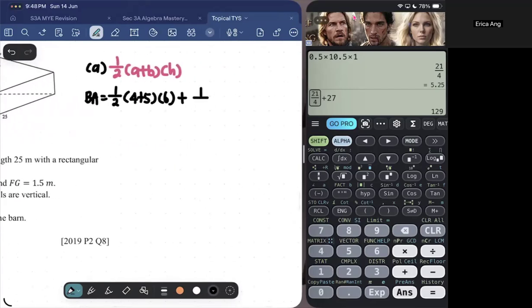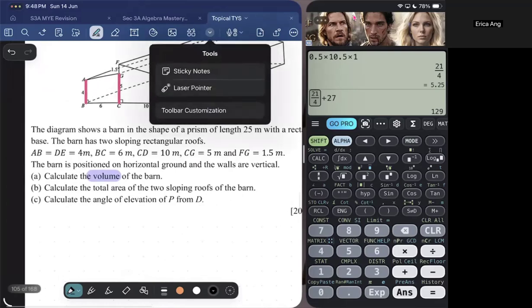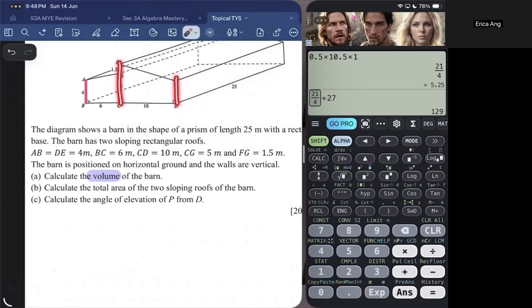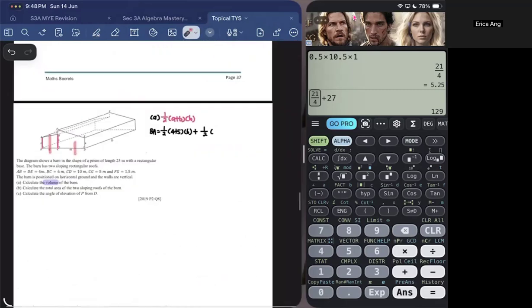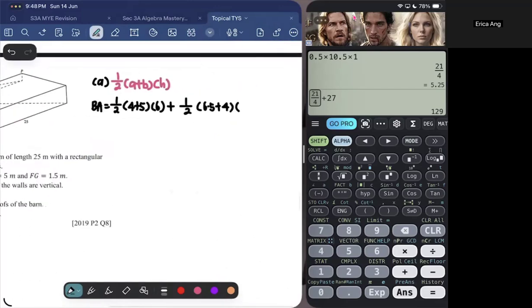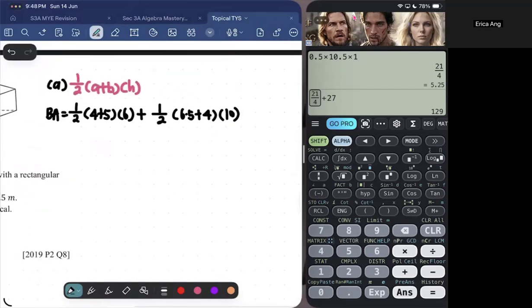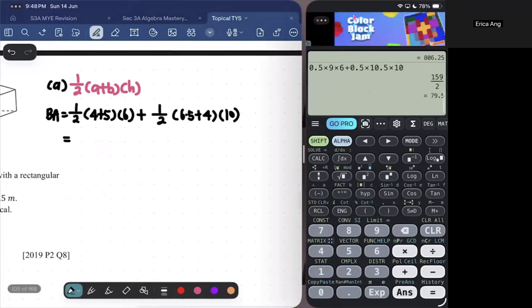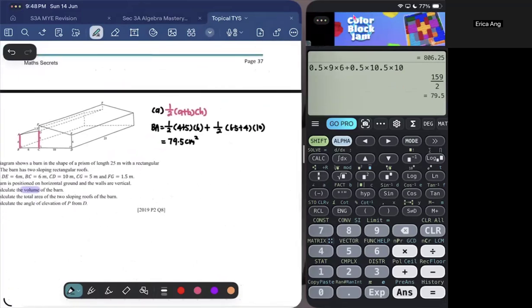Then my second one, what's my sum of parallel sides? My parallel sides are this and this. So this is 6.5, this is 4. Add them together, 6.5 plus 4, and then times 10. Okay, you're going to press the calculator. Half times 9 times 6, plus half times 10.5 times 10. Why so small? 79.5. So this is the base area, 79.5 cm squared.